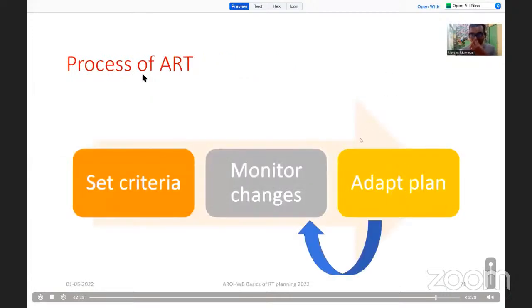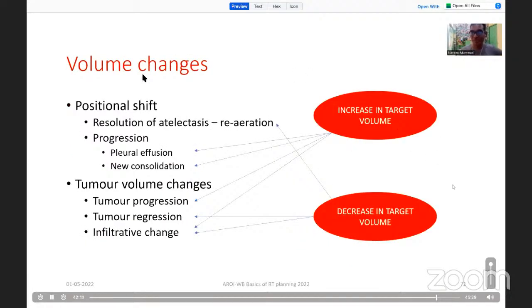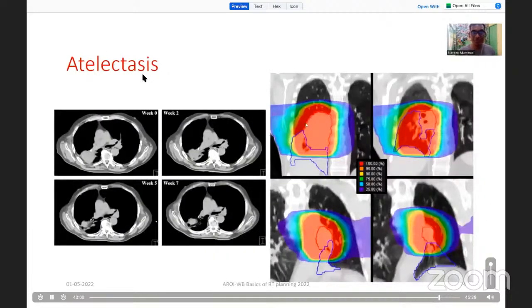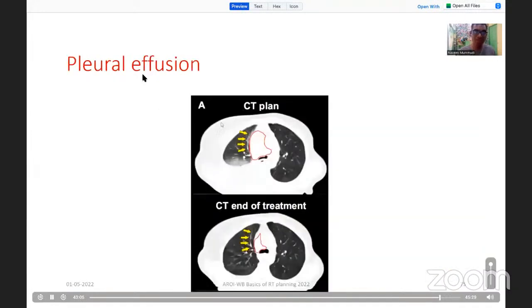The other important thing that I want to touch upon before I conclude is the importance of adaptive radiotherapy, because in lung tumor radiation, many of the times you do see certain changes, which could lead to an increase in the target volume, and sometimes a decrease in the target volumes. For example, when the patient develops lung collapse, that would lead to significant change in the tumor volume, both in terms of volume and also in position. So again, that can lead to serious geographical miss. So that is something that you need to monitor for.